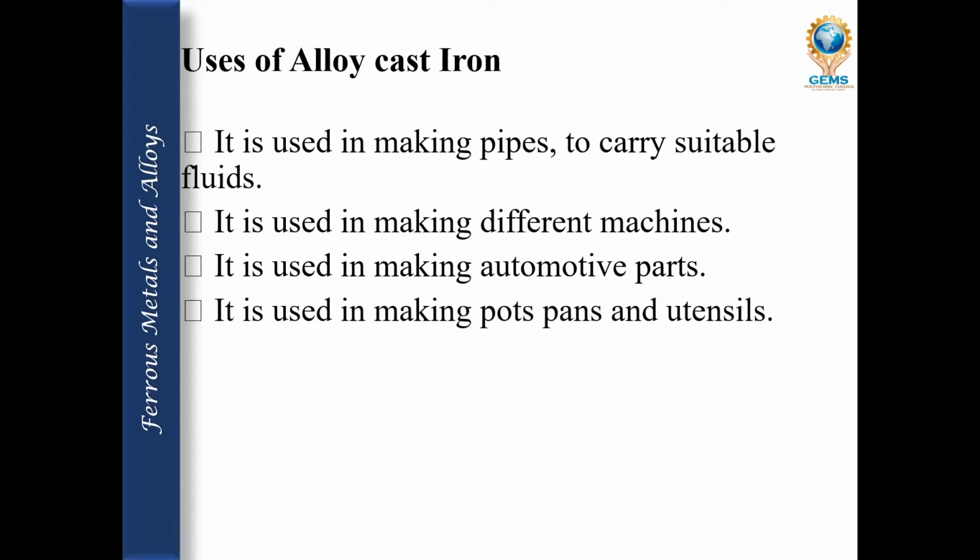It is used in making pots, pans, and utensils. That means in cooking utensils, we can make use of this cast iron. It is used in making anchors for ships. The anchor is used to stop the ship, right? With this cast iron, they can make the anchors for the ship. That much hardness as well as durability is there with alloy cast iron.